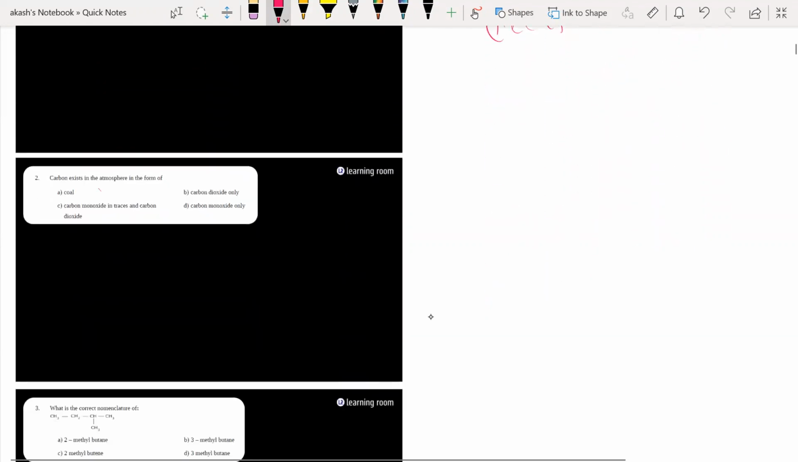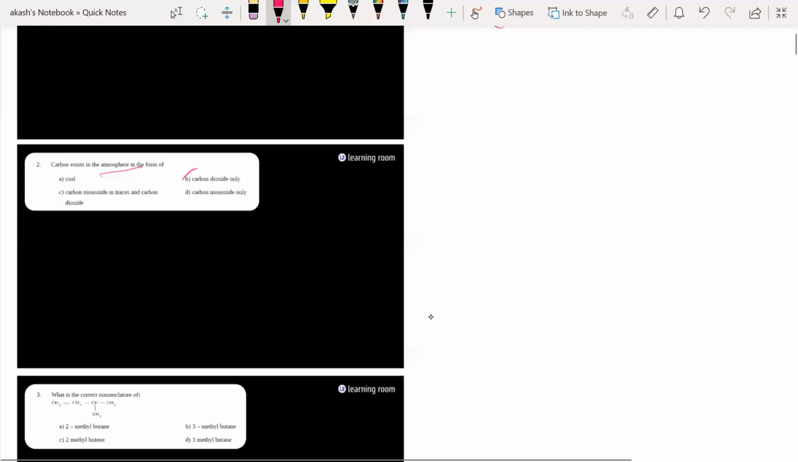Okay, carbon exists in the atmosphere in the form of what? In the form of obviously carbon dioxide only. Carbon monoxide is not available in nature. It is there in the atmosphere because of pollution. Please understand that. Carbon monoxide is a pollutant. We are creating it. Okay, right.